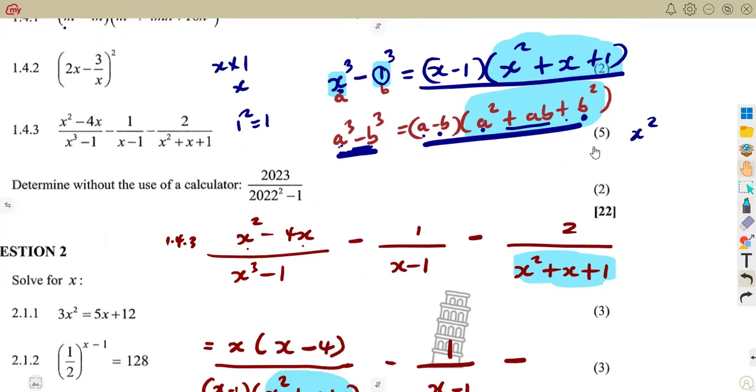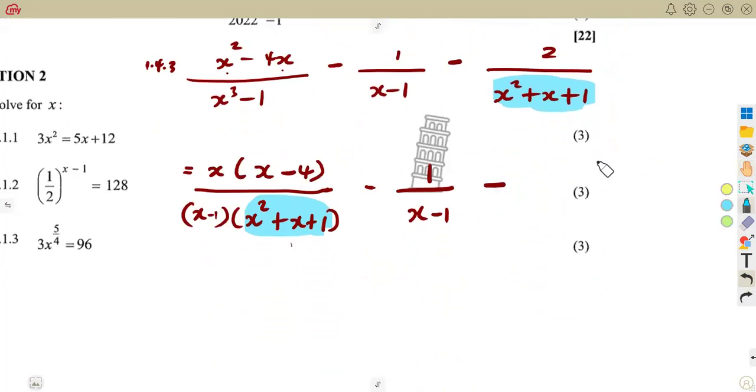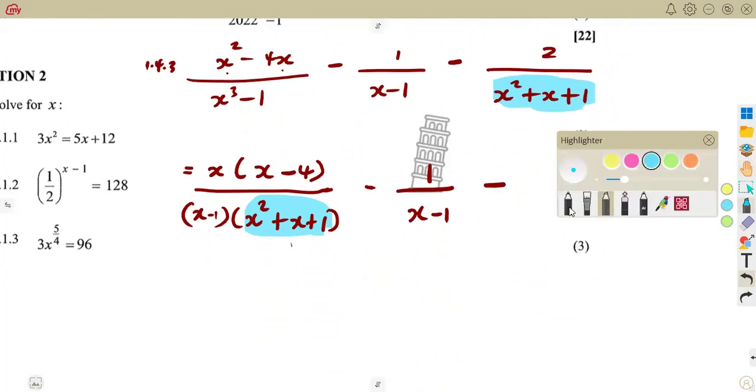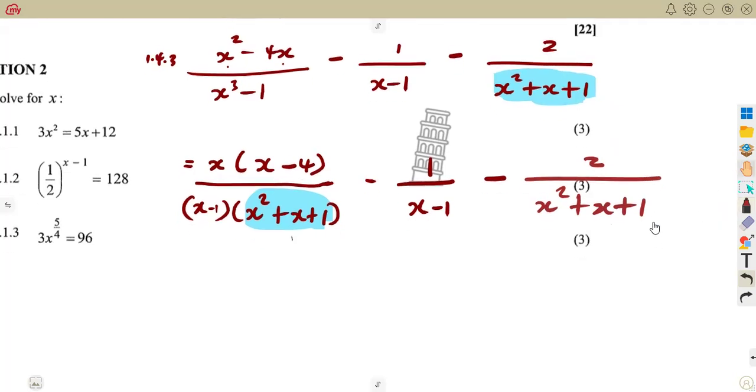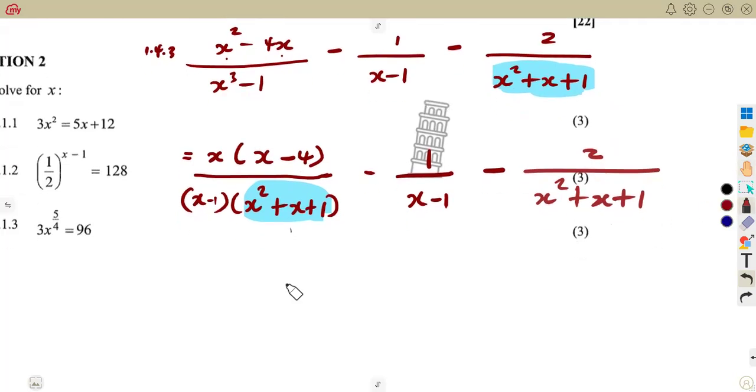Never waste your time. It is the same thing that we are seeing here, so this one cannot be factorized. You just rewrite it as it is, 2 over x squared plus x plus 1. If you want, guys, just try and you'll see. So this is it. We managed to factorize what we can.